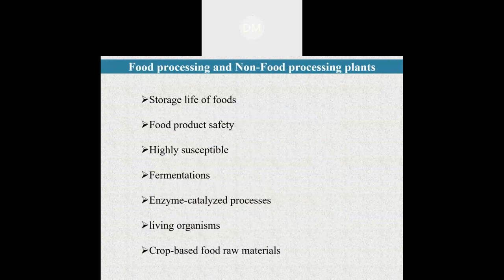Then living microorganisms. Many foods, for example dairy products, curd, and yogurts, contain living microorganisms, and they are biochemically active even after processing. Likewise in other products like soy, vegetables, and slaughtering, live organisms are present in the food material. Then crop based food raw materials: the plant design may involve the modeling of crop availability. So these are some points in food processing and non-food processing plants.